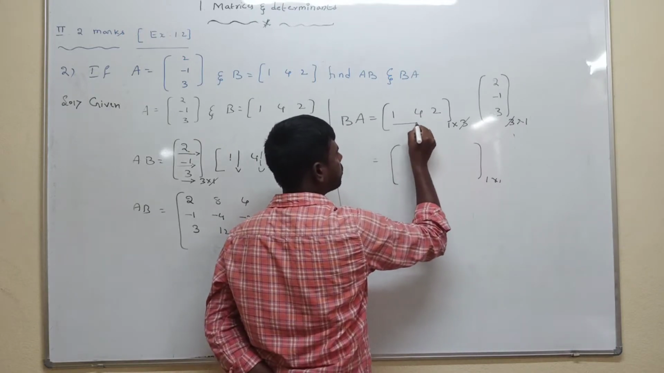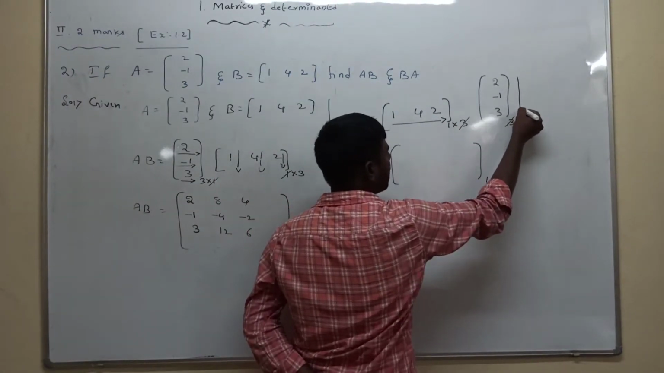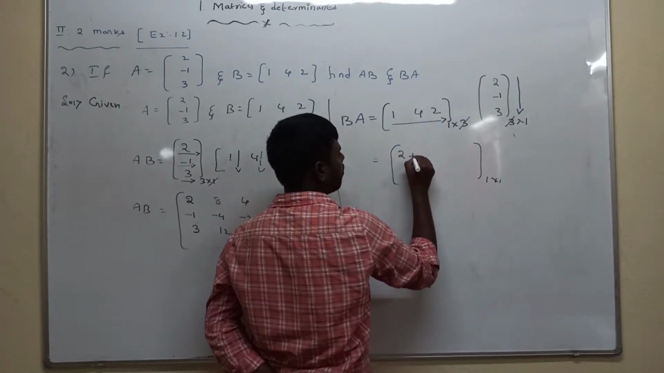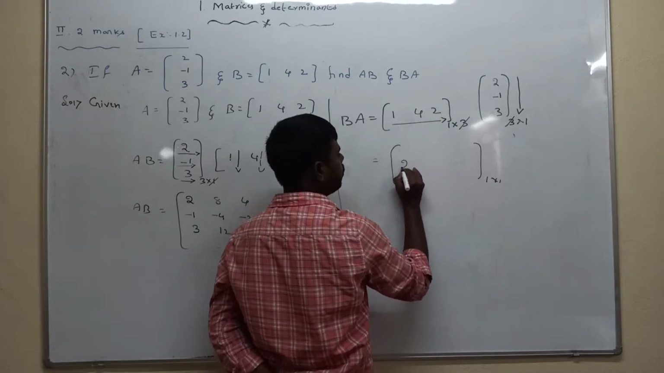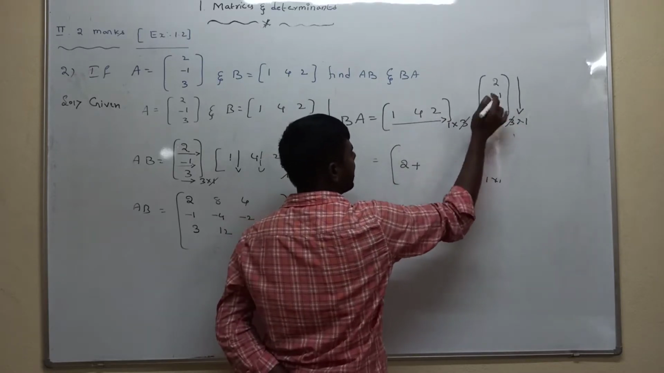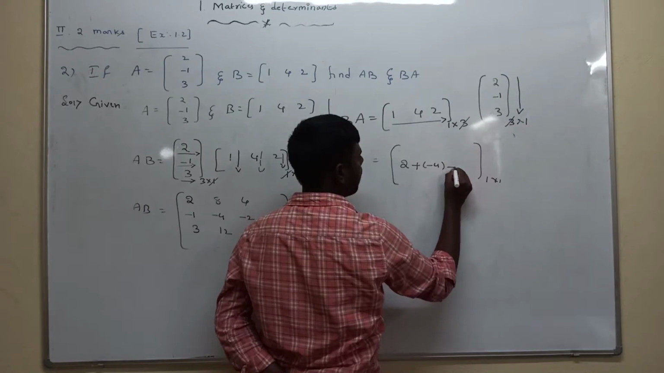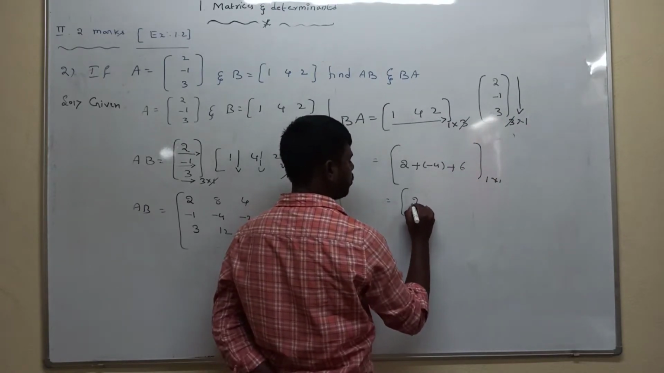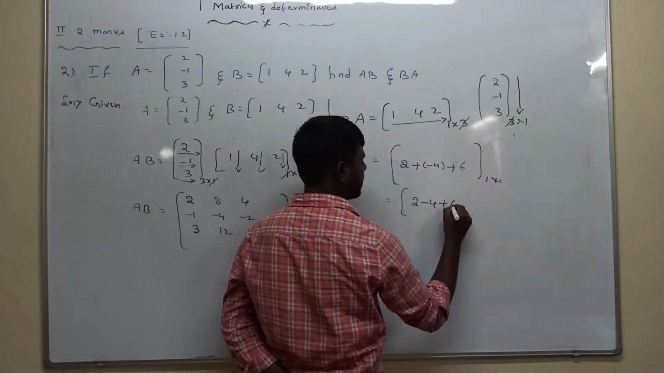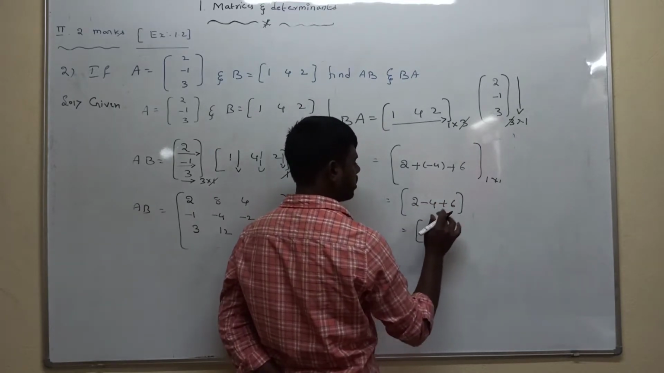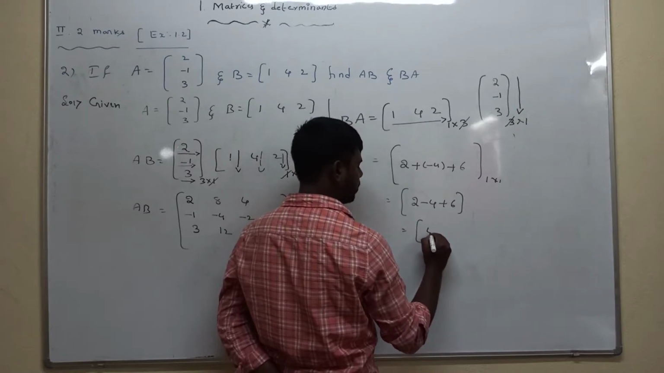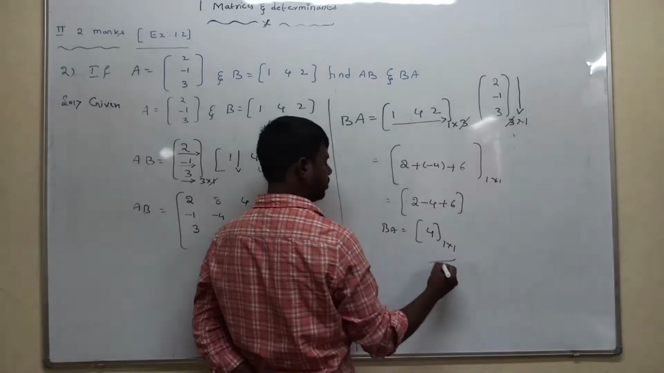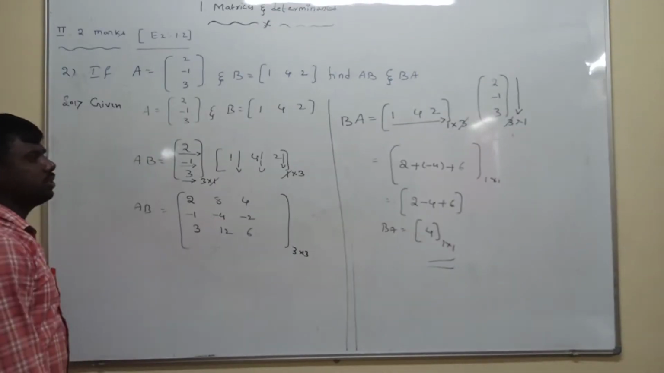Now product of the first row in the first matrix with the first column in the second matrix. That is 1 into 2 is 2, plus 4 into minus 1 is minus 4, plus 2 into 3 is 6. We get the resulting answer 2 minus 4 plus 6. 6 plus 2 is 8. 8 minus 4, that value is 4. This is the required BA matrix value. So this is required for the solution.